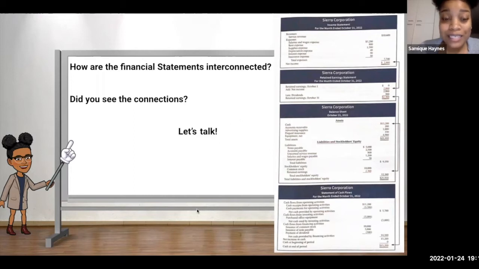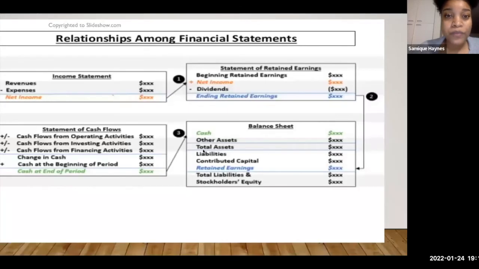So did anyone see any of these connections before I brought it up? Did anyone notice in their studying that these different statements need different figures from different ones? Anyone noticed that before tonight? All right, some people saw it in the problem questions. Okay, a couple of people. Well, if you didn't know, now you know. So this slide just reiterates that these different statements are dependent on each other. I'm not going to stay much longer on this.